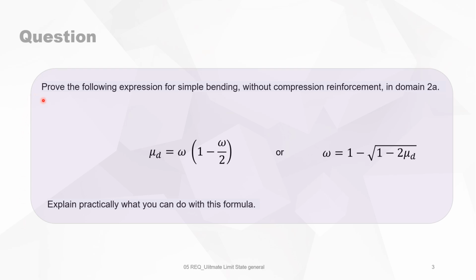Prove the following expression for simple bending without compression reinforcement in domain 2A. It's this expression, or of course you can turn it around, then it will be that expression. They are both equal. And explain practically what you can do with this formula.